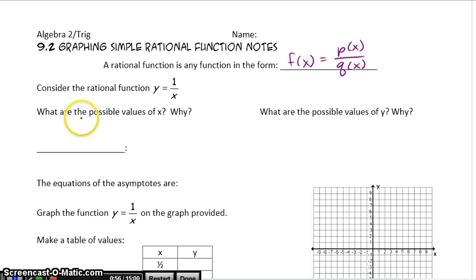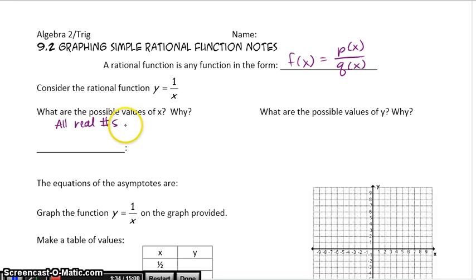So looking at this, what are the possible values of x? I want you to think about what values could we put in to our x here. Well, you can put any number you want to in here, so that would be all real numbers. By writing this, that means we can put a decimal or a negative number. That's just opposed to our whole numbers. All whole numbers are all natural numbers. So by saying all real numbers, that means you can put anything in your x.